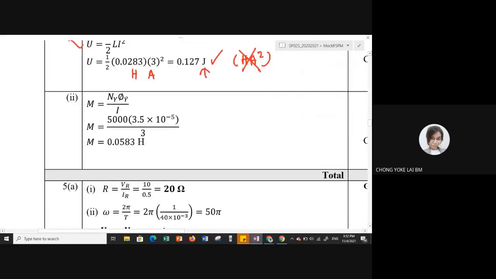So we have this: M is N flux over current. For N and flux you take coil Y, and the current must be from coil X. So the number of turns of coil Y is 5000, the flux through coil Y is 3.5 × 10^-5, and the current is 3. Then you will get the mutual inductance, 0.0583 Henry.